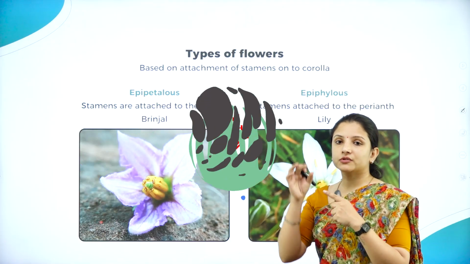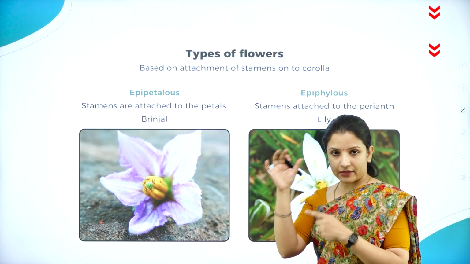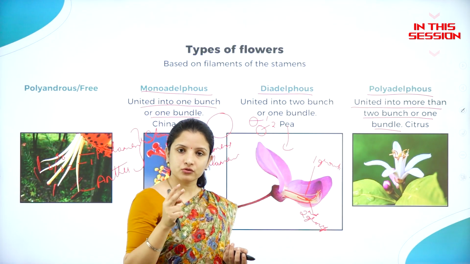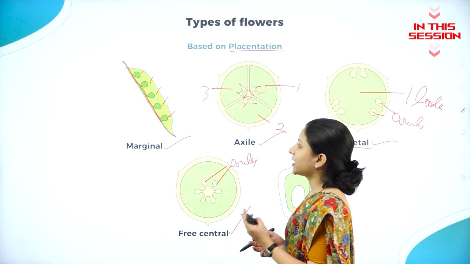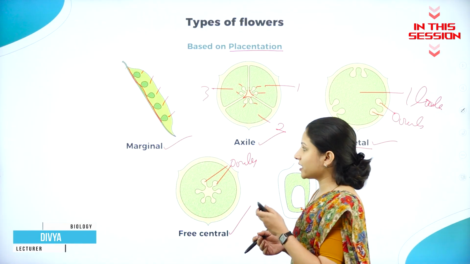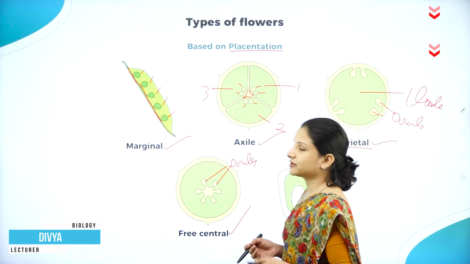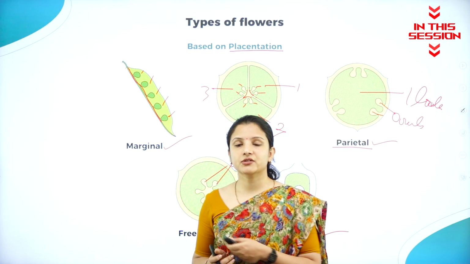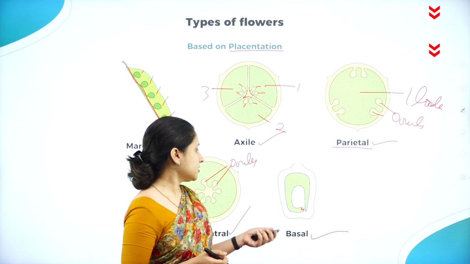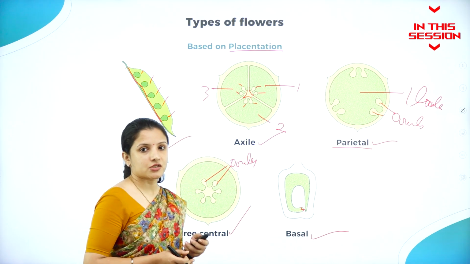Because the filament forms a connectivity between the anther and the thalamus. If many stamens are united in two groups or two bundles, it will be diadelphous. Flowers can be categorized as marginal placentation, the axial placentation, the parietal placentation, the free central placentation, and the basal placentation.